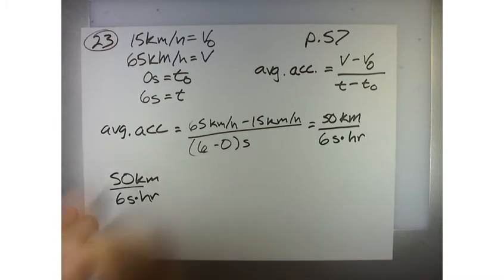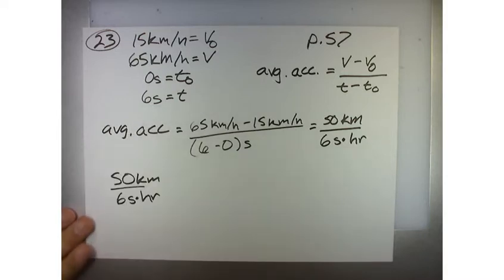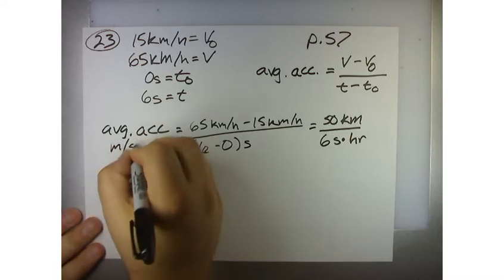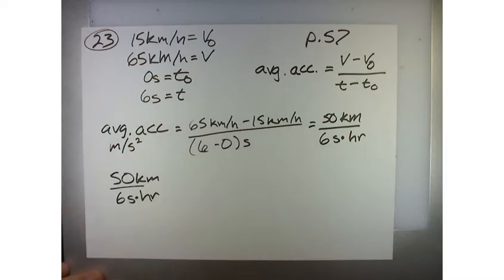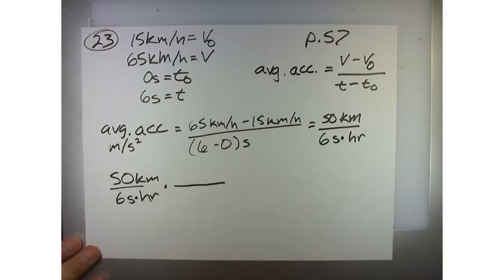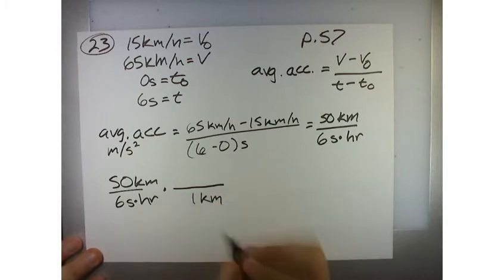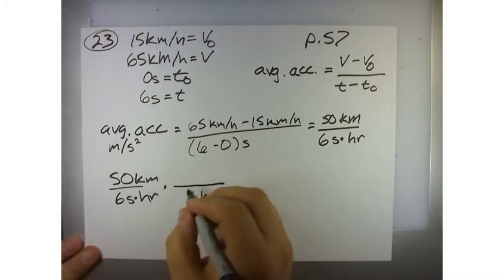I said velocity was meters per second, but what are the dimensions for acceleration? Does anybody remember? It's meters per second squared. So what do I need to do? Well, there's 2 things. One, I need to convert kilometers to meters. So I'm going to put 1 kilometer here. What's that equal to? 1,000 meters, right?